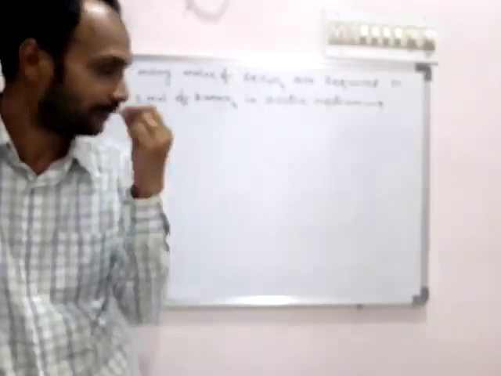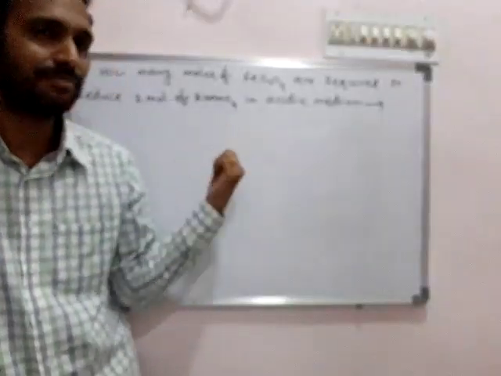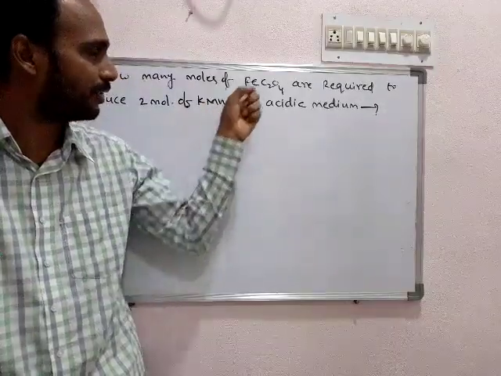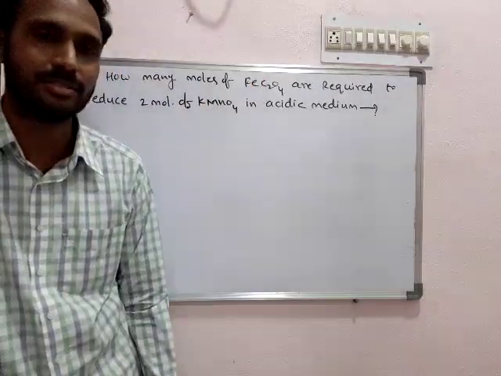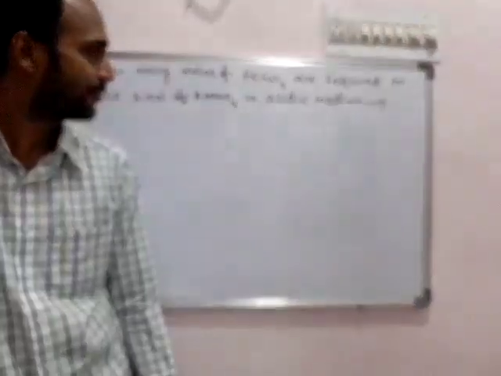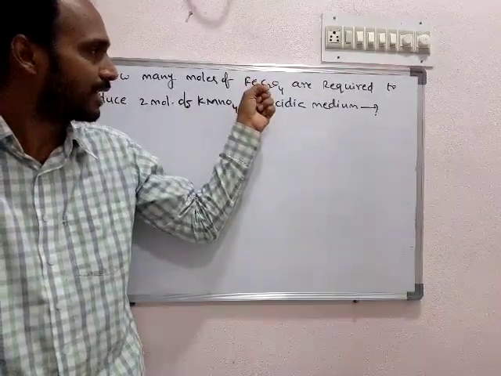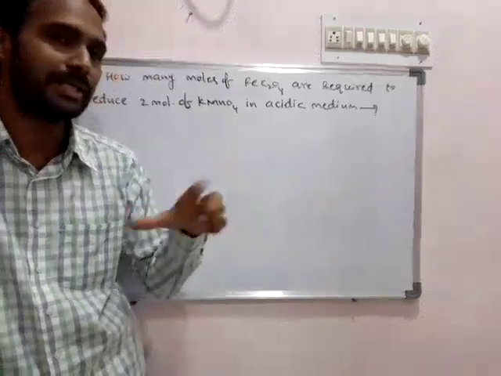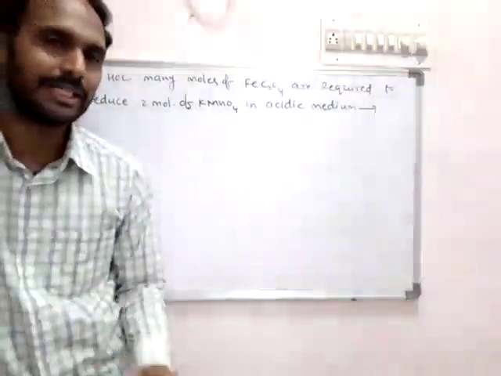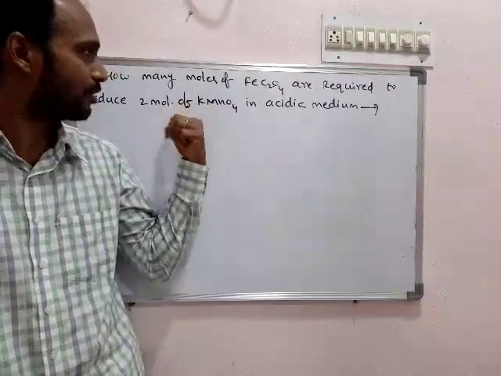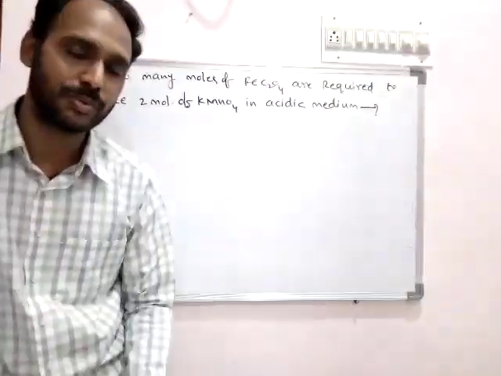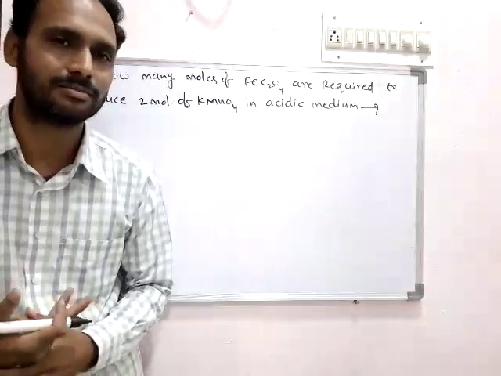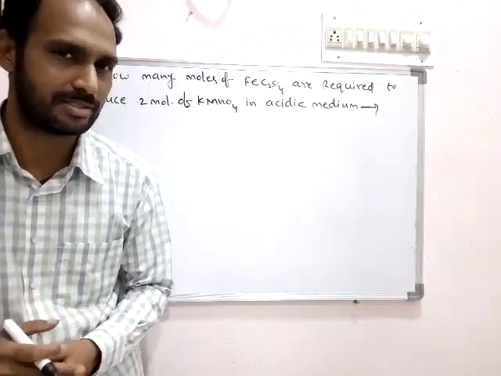The medium is the same, but the earlier problem asked for the potassium permanganate required for ferrous oxalate oxidation. Here it is given in terms of moles, not in terms of volumes. Means we need to equalize their equivalence. Nothing but they are equal in their equivalence.